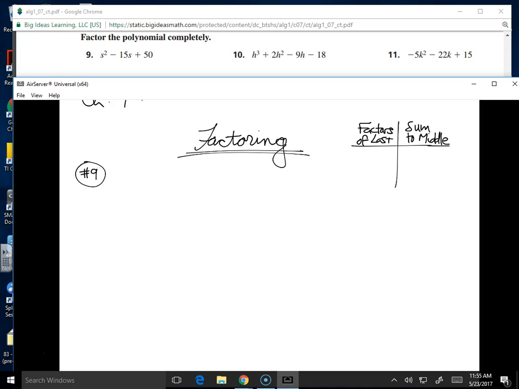If I were you, I'd be practicing factoring. It's a very tricky topic. Everybody else, here we go. Number 9. Angel, you ready?